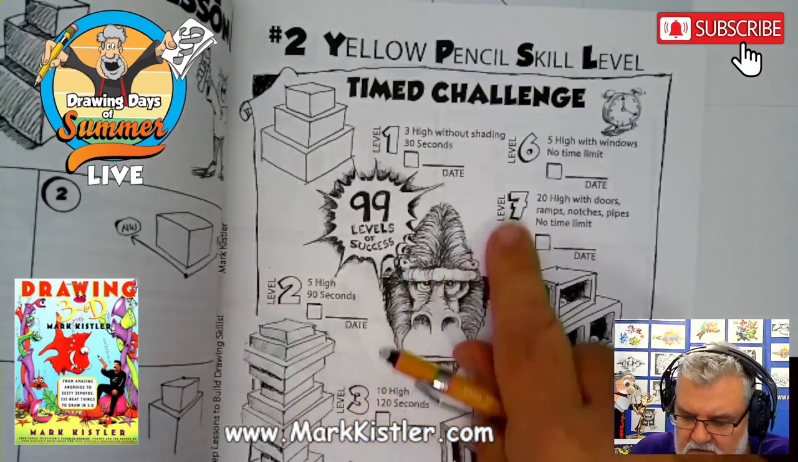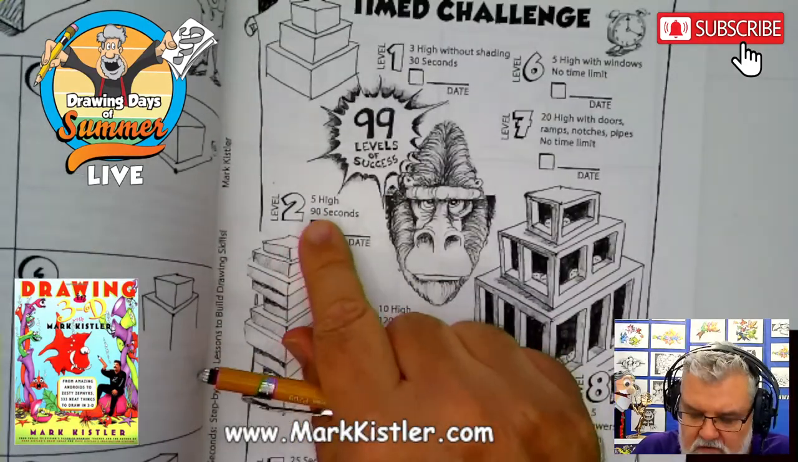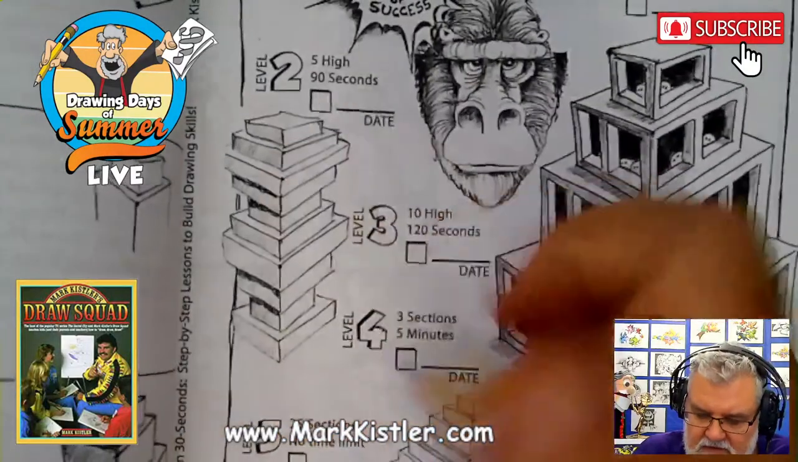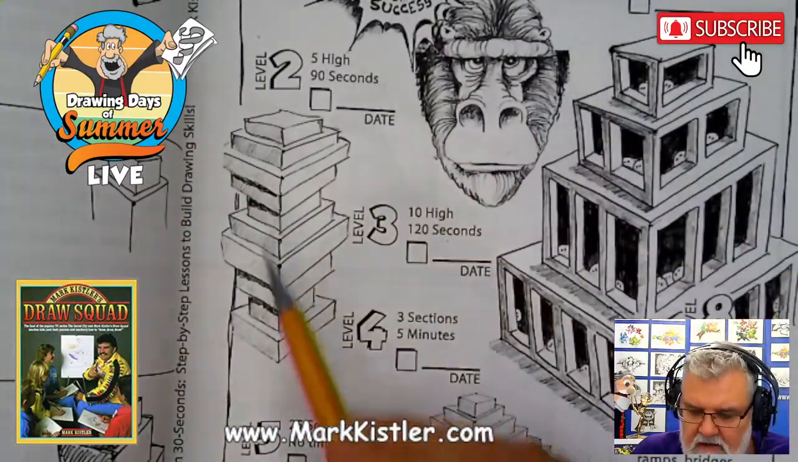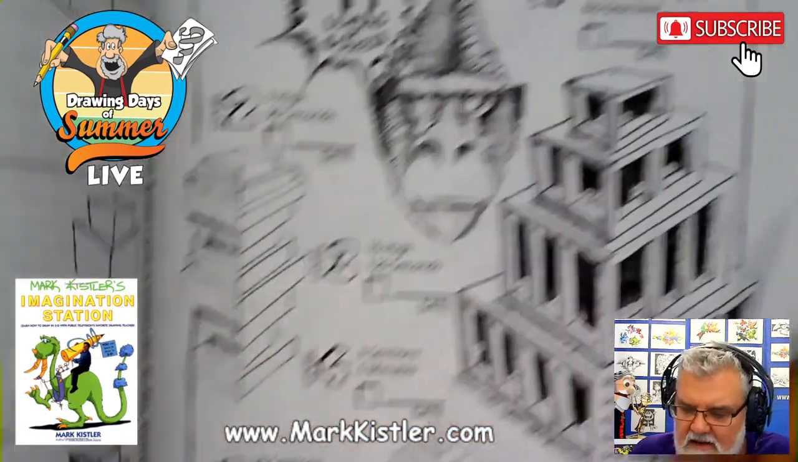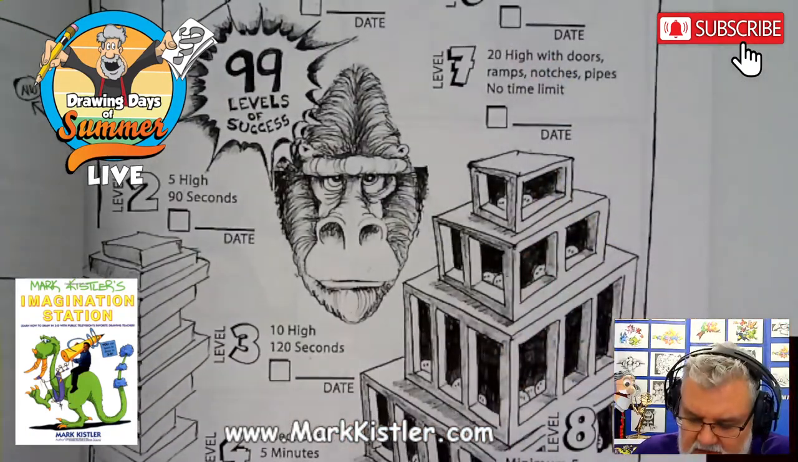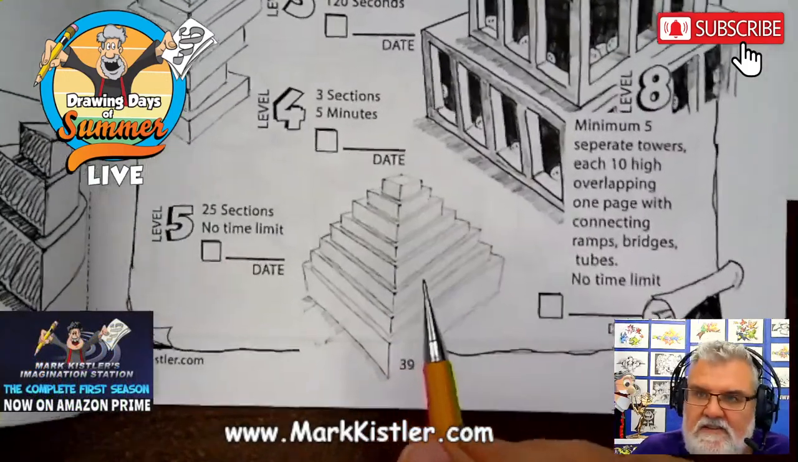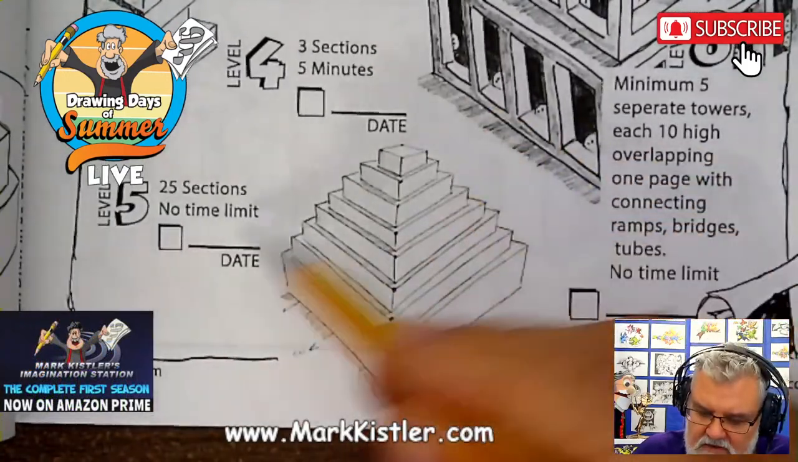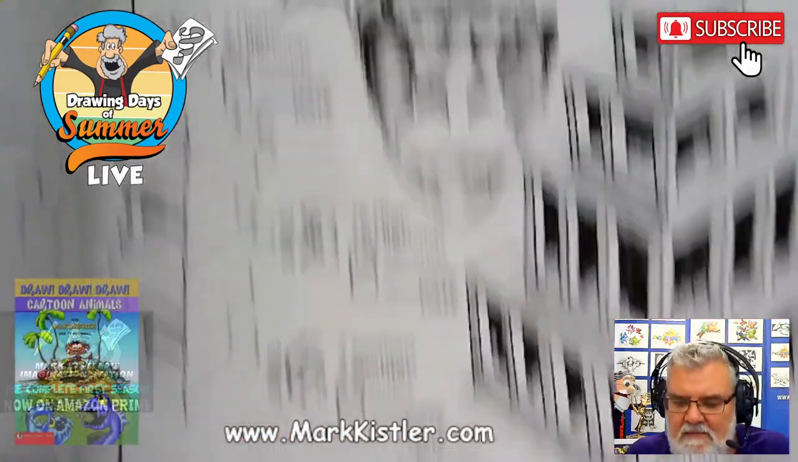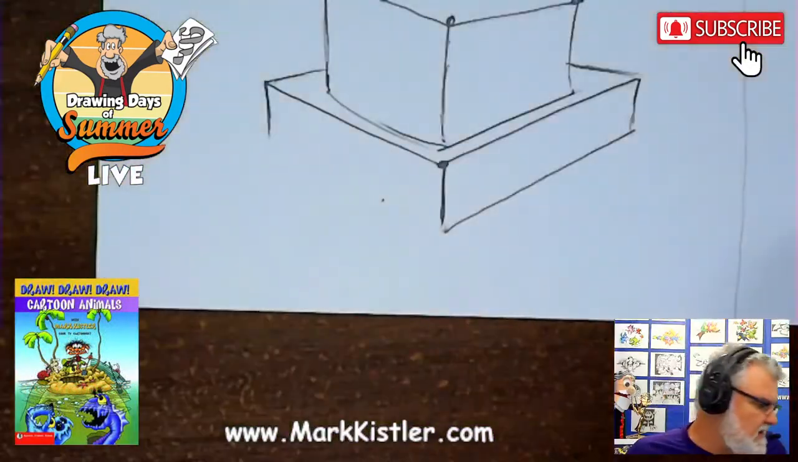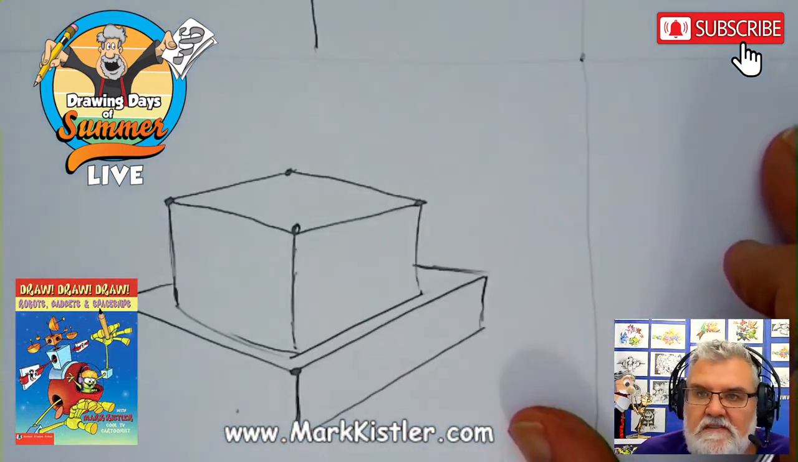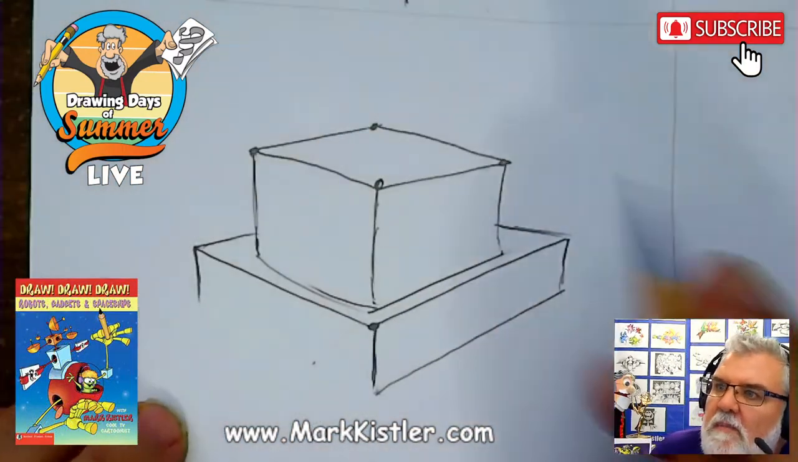And then in level 2, I want you to draw 5 high. See what I did here? 1, 2, 3, 4, 5, and you shade it. There are all these different levels, level 6, level 7, level 3. It just goes on. Look at this one, 25 sections. See this? And you check it off. Now, the reason I have timed levels is to build up your drawing confidence and your drawing instinct and your drawing skill, okay? I'll talk more about that.